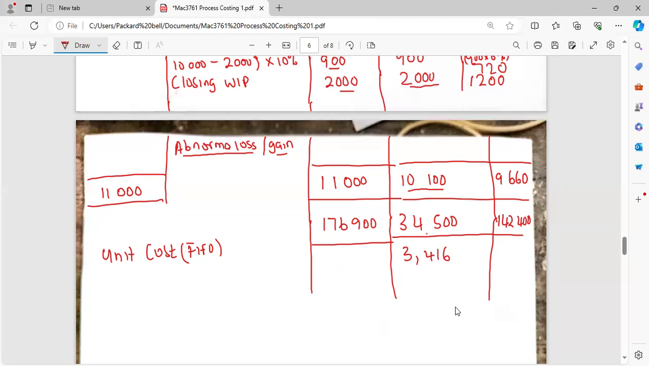The same applies to here. These are the units. We divide these units into this cost. Then we get the cost per unit. So it's going to be 142,400 divided by 9,660. So this one is now going to give you 14.741. So that is here.